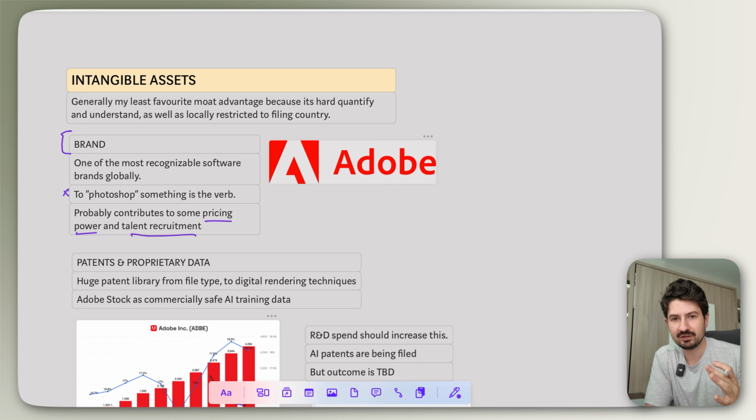So that might benefit them in terms of attracting AI talent if they need it, but there's so much money in the industry right now. I think most AI talent wants to work at Google, Anthropic, or OpenAI.